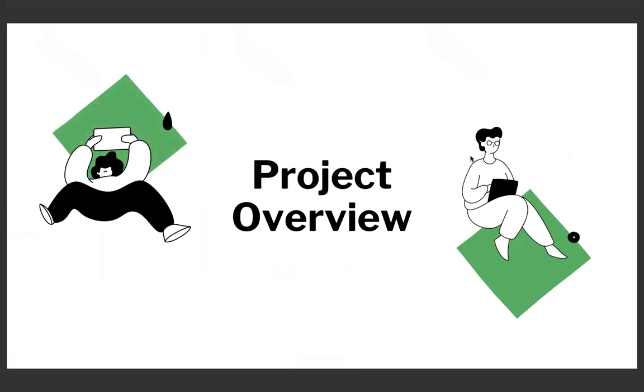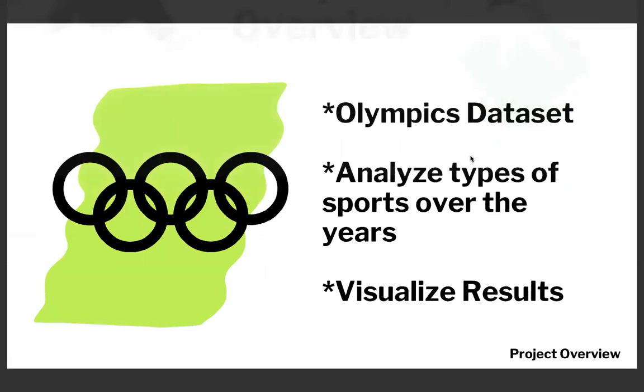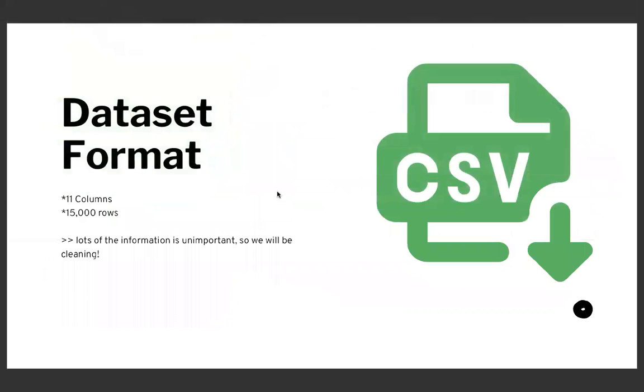And now we're going to go a little more over the project itself. We're going to be using a set of information from the Olympics over the period of 1976 to 2008. In this case, our first step is going to be to analyze the types of sports over the years. And then our goal is to visualize those results in graphs, in pictographs. And then we're going to be working with this data set format. So there'll be 11 columns and 15,000 rows. A lot of this information is not stuff that we'll need, so we're going to be cleaning a lot of it.